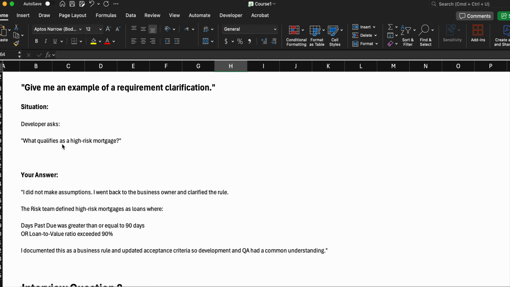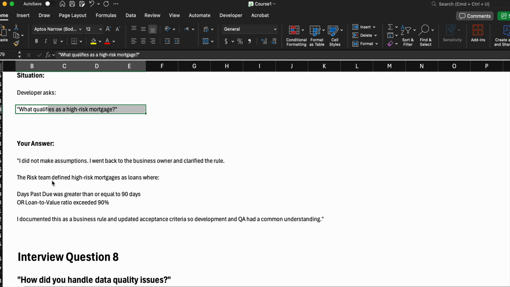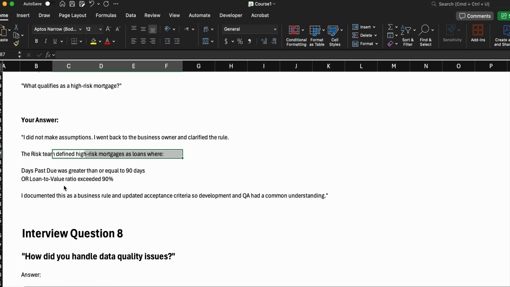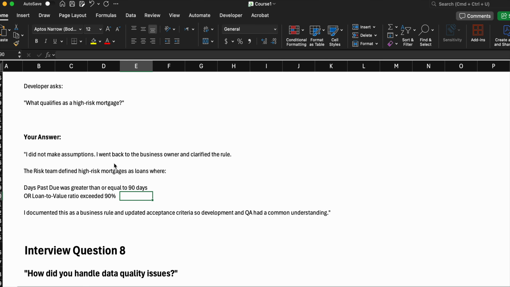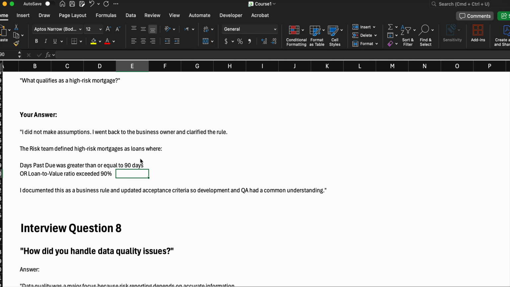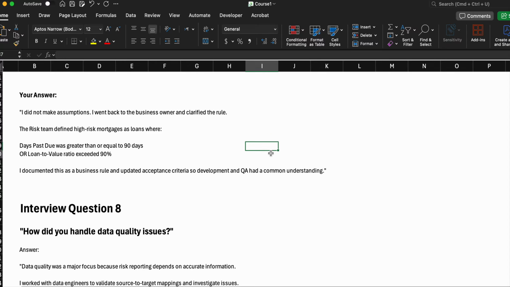A developer asks what qualifies as a high risk mortgage. They're asking for clarification of the business rule. You can say: if loans are open and active, closed loans are not related, and if it's past due, then greater than 90 days. You have to talk through all the conditions: open loan, past due, and greater than 90 days.